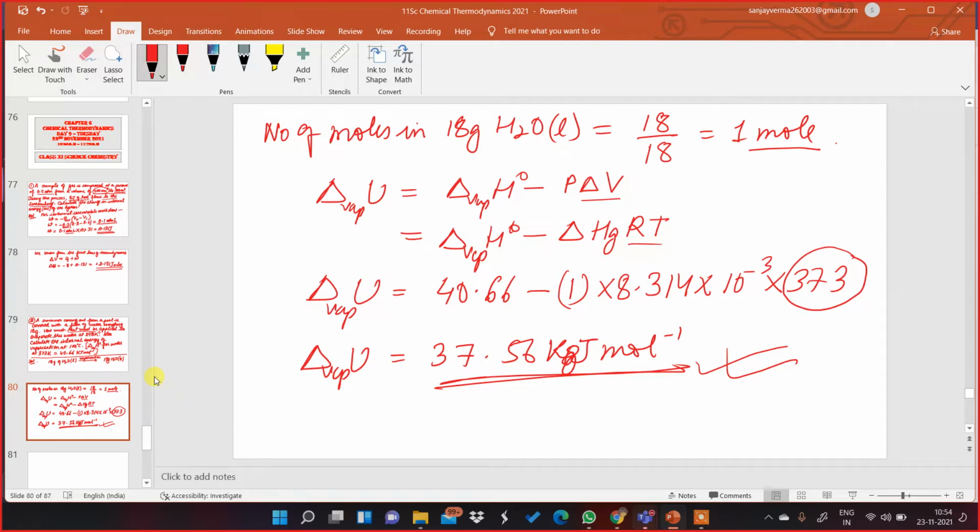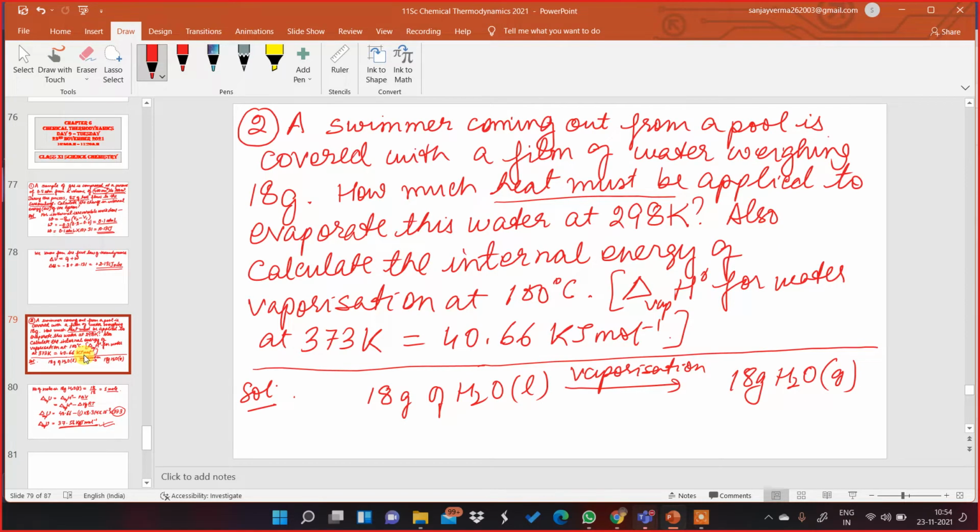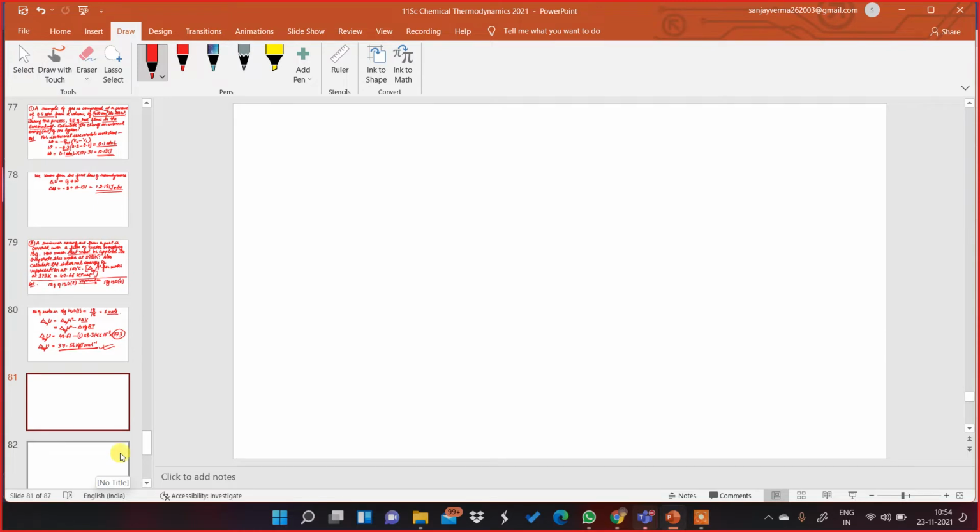So practice this one also. This question I have taken from one of the competitive examinations, and it has been asked in the class 11 final term examination also. Then moving to the next question, question number 3.